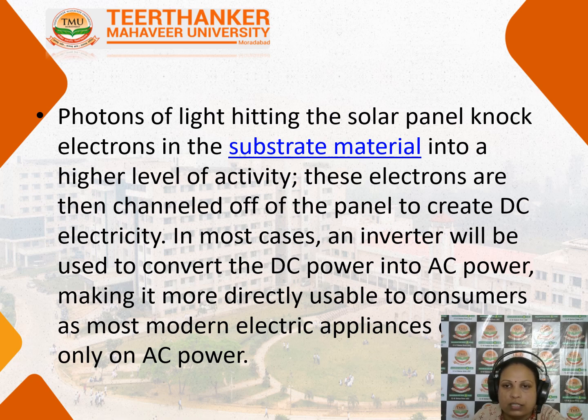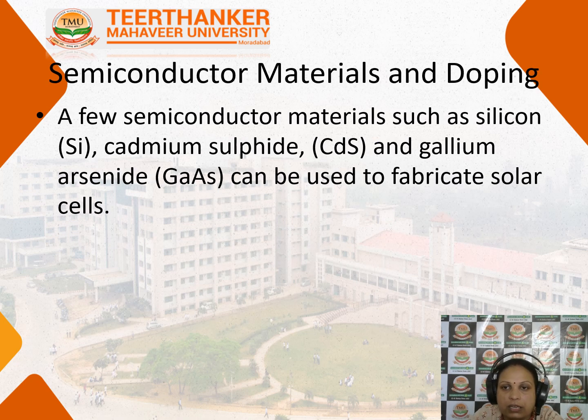The photons of the light hitting the solar panel knock the electrons in a substrate material into a high energy level of activity. These electrons are channeled through the panel to create the DC electricity. So the inverter is connected, which will convert this DC power into AC power. Now what is that semiconducting material that is present in the solar cell? The semiconducting materials are silicon, cadmium sulfide and gallium arsenide. These are used to fabricate the solar cells.